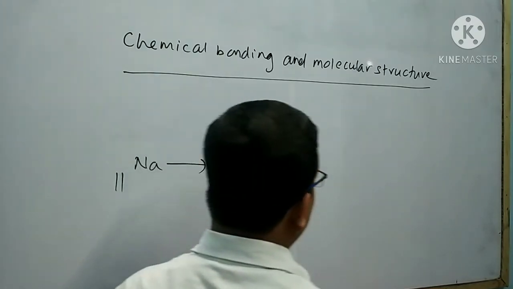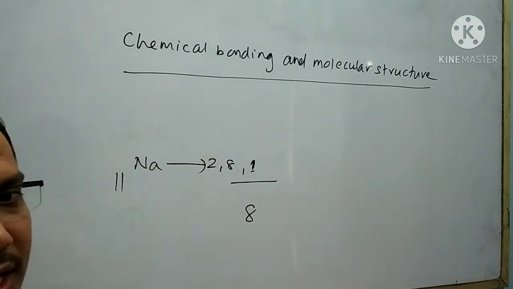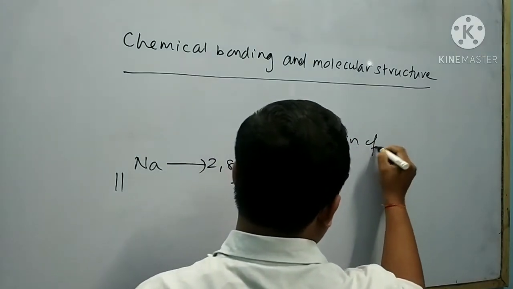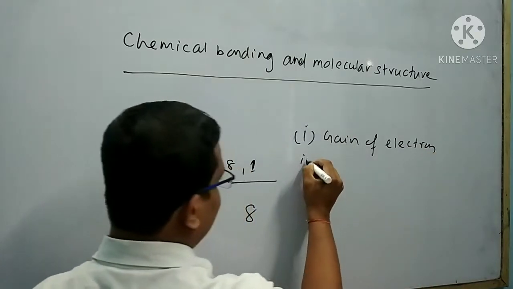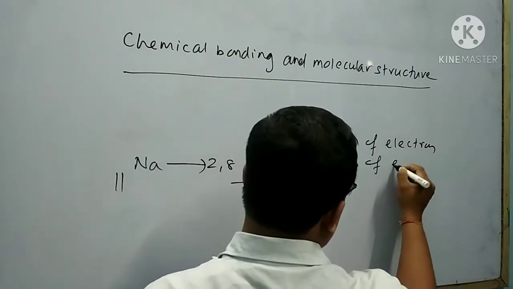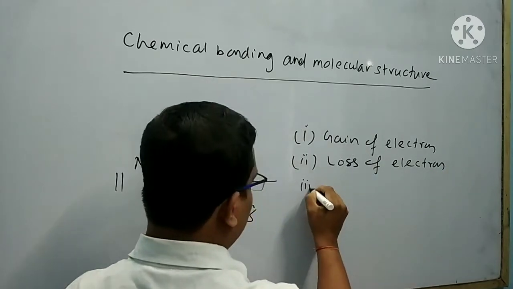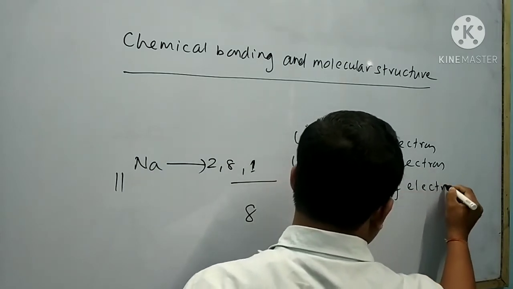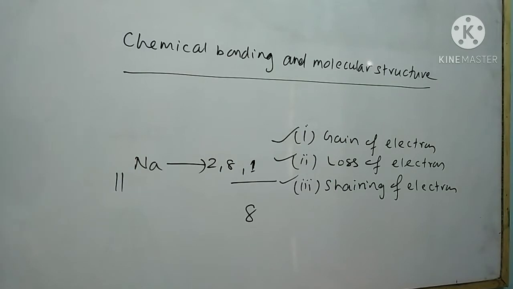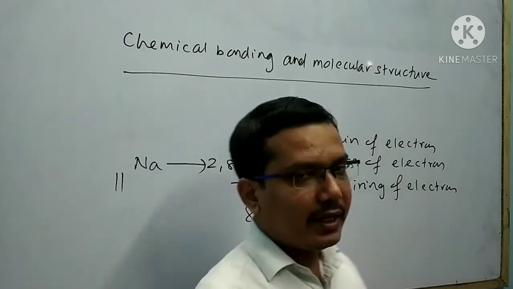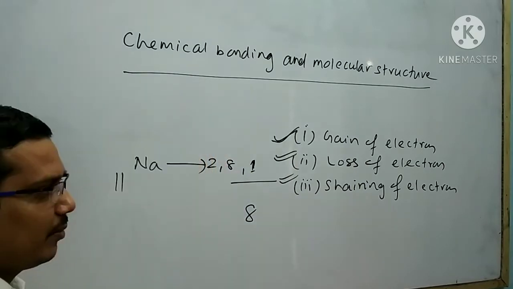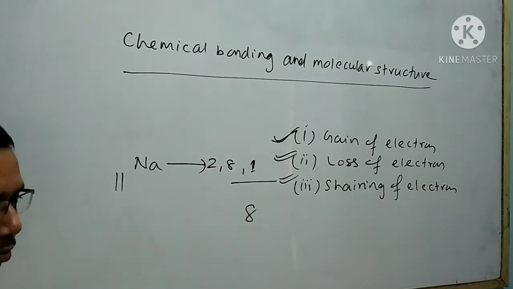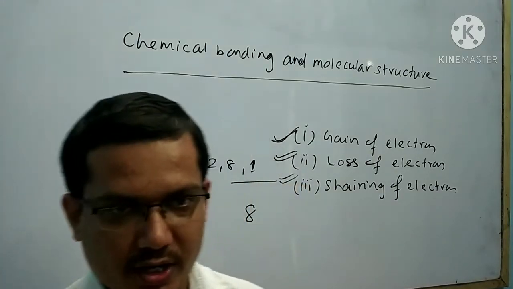There are 3 ways for an atom to make itself stable. First is gain of electron. Second is loss of electron. Third is sharing of electron. By these 3 ways, an atom can attain its stability. When the atom follows any one of the 3 ways, then it must come in contact with the other atom.